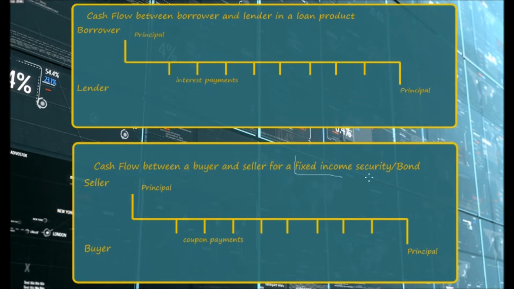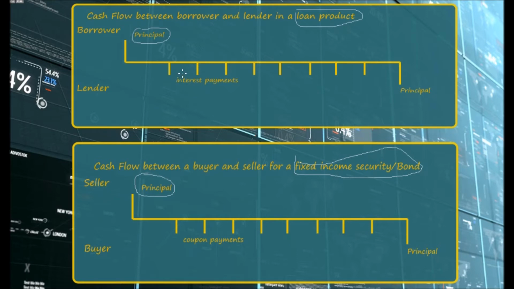So let's compare the cash flows of a loan with those of a bond, since we are all familiar with loans. We see that in a loan product, there is an initial cash flow called the principal that the lender pays out to the borrower. In a bond instrument, this principal payment flows from the buyer of the instrument to the seller.